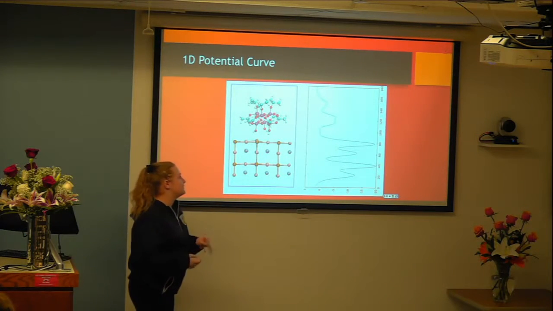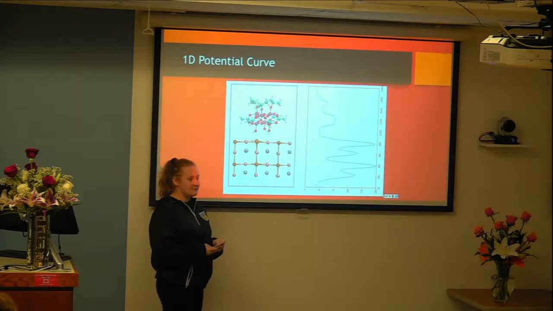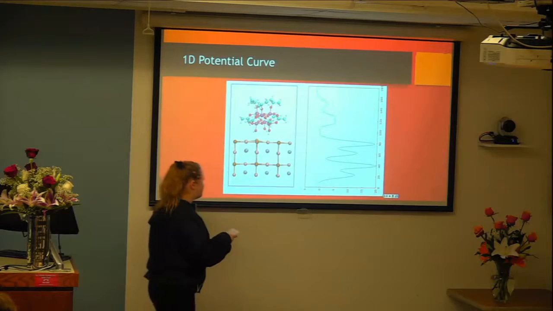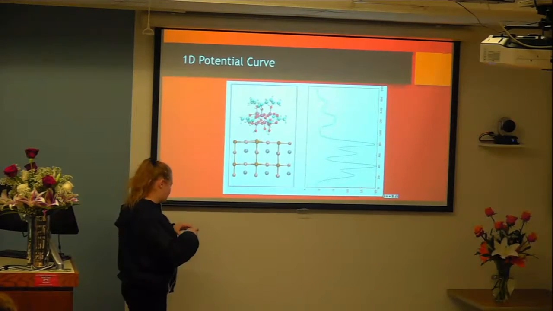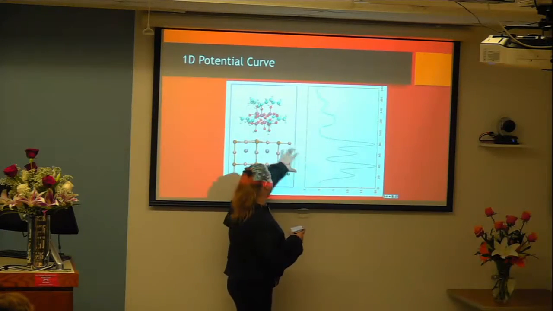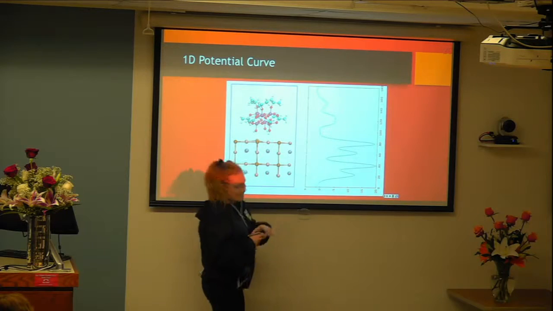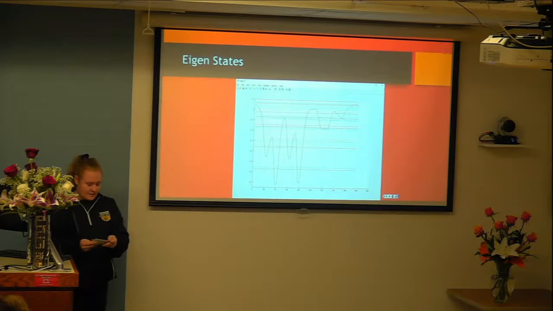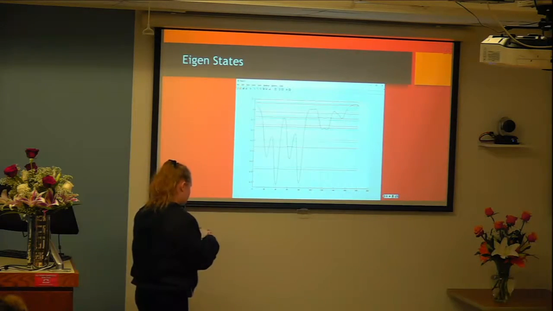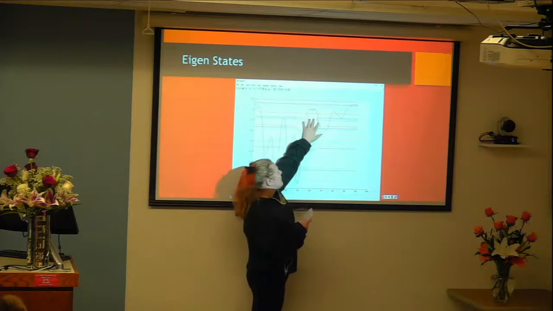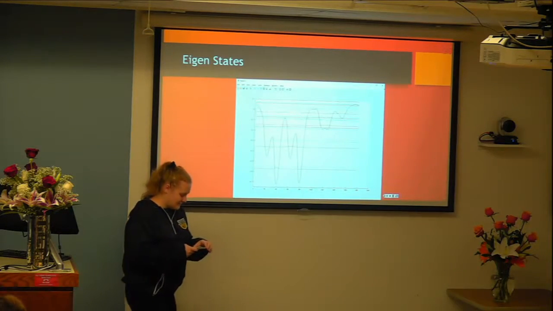This image was provided by Landon Johnson from his prior research. This is the 1D potential curve of the hydroxyl molecule that he'd worked on. And then this shows how the potential corresponds to where the molecule is. This figure shows the eigenstate energies on the potential curve. This section right here is the energy barrier that I'll be talking about later, just for future reference.